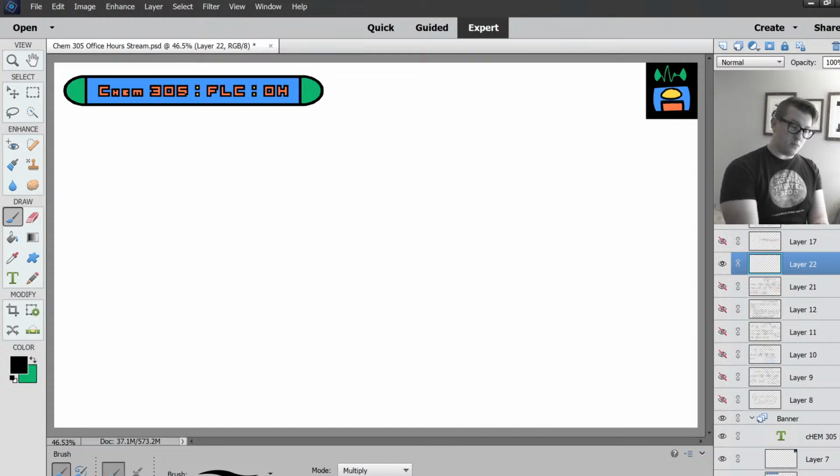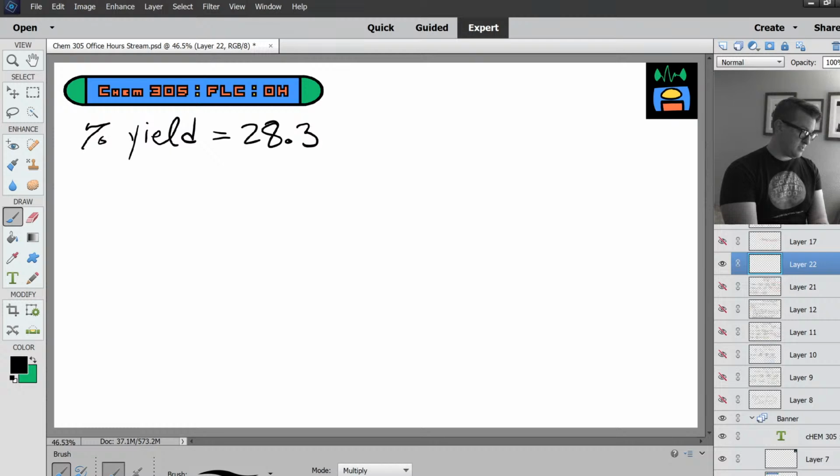In part C, we're told that the percent yield was 28.3%.